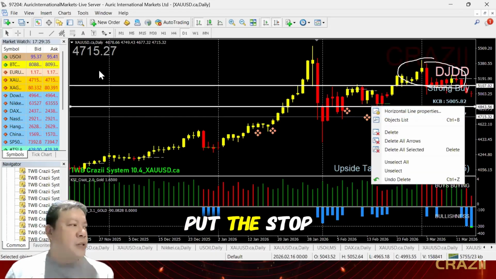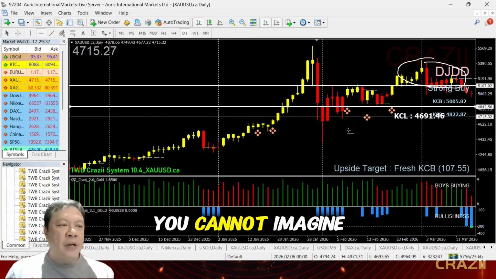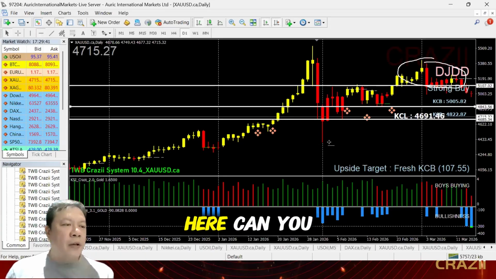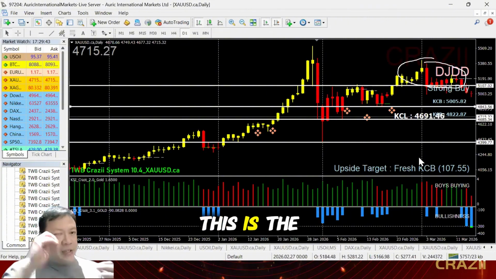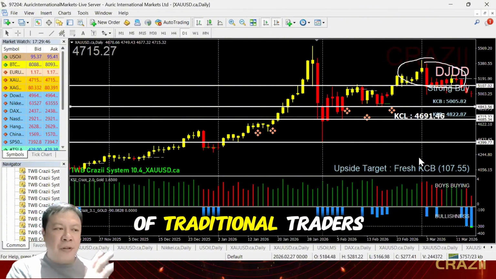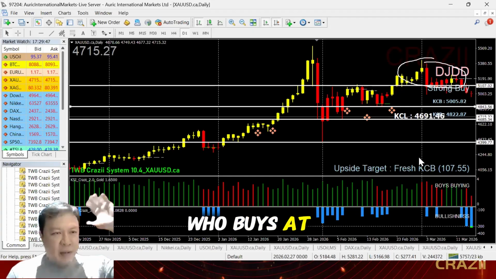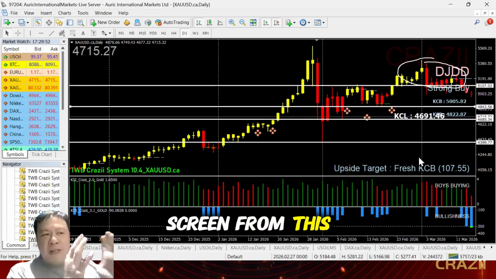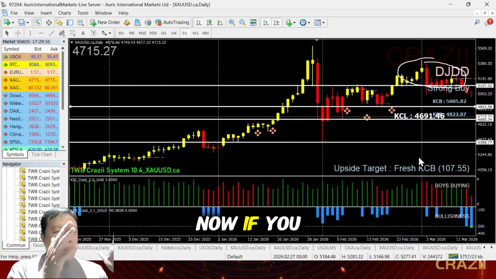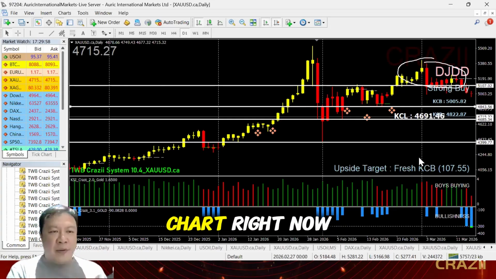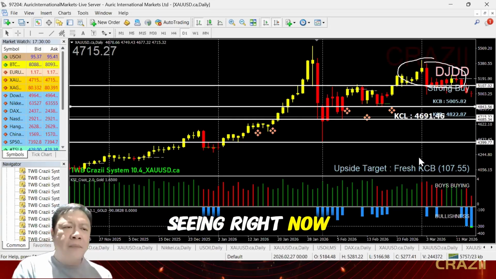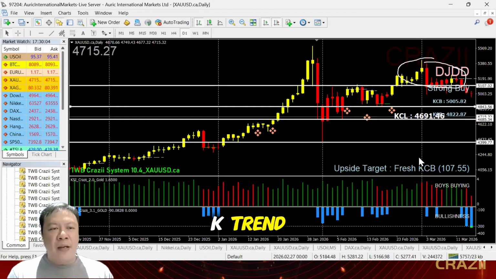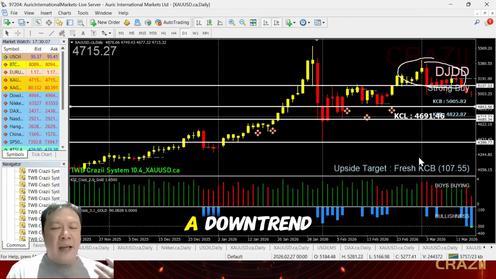Or they will put the stop loss at one of the places that you cannot imagine, could be here, or worse, it could be here. Can you understand that? So this is the typical stop loss of traditional traders who buy at the high. If you look at your chart right now, from what you're seeing, it doesn't tell you it's a downtrend, right? But because of the K trend, it tells me that it is a downtrend.